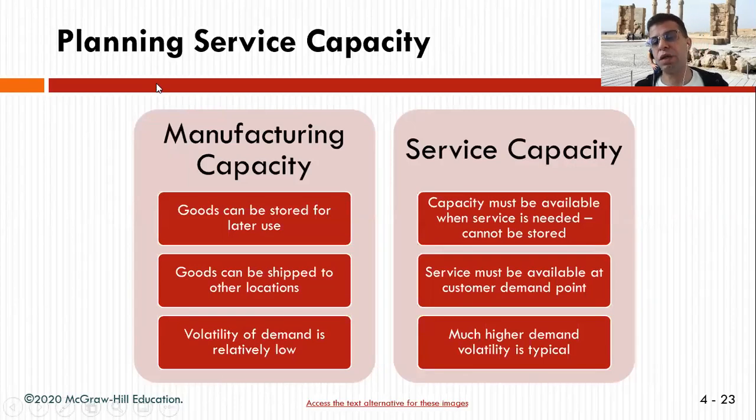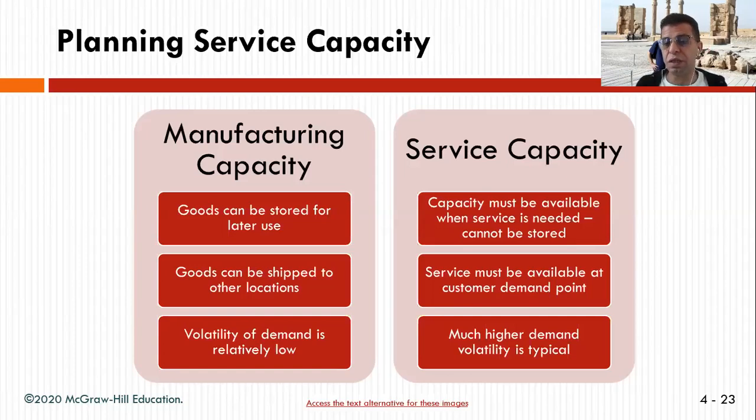Now in the next step, we have production and we have services. Manufacturing capacity differs from service capacity. In manufacturing capacity, you have goods that can be stored for later, so you can have a warehouse. Goods can be shipped to other locations, so if it's not working here, you can ship it somewhere else where they need it. And the volatility of demand is relatively low, so it doesn't shift up and down a lot like services.